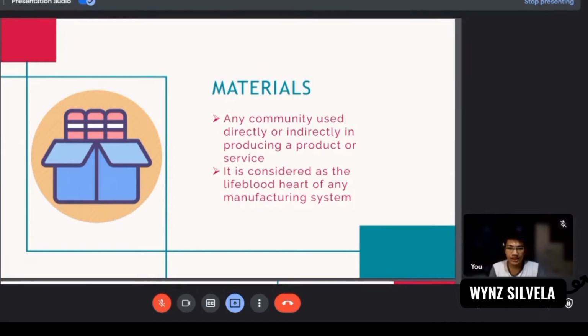Materials can be considered as any commodity used directly or indirectly in producing a product or service. And as we can all perceive, every product is a combination of materials. That's why it is considered as the lifeblood, the heart of any manufacturing system.